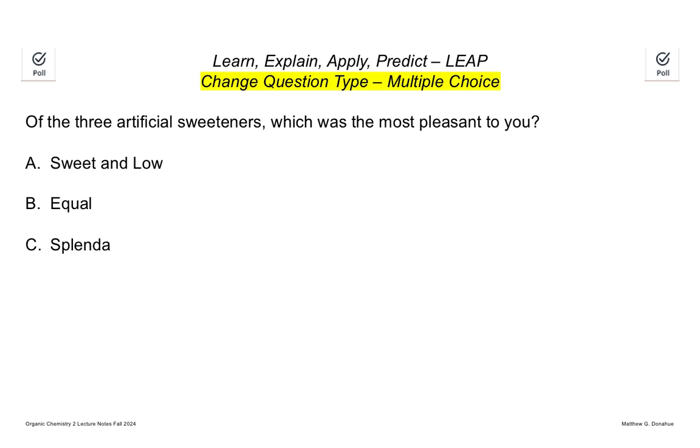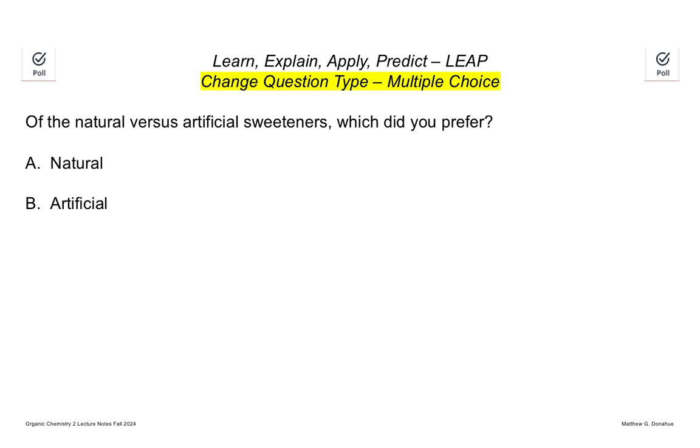So what about the artificial ones? Which one was the best? Equal. So again, everyone has their own perception. It's like what we learned about color. You have a general idea what blue is, what red is, but people can perceive those things differently. And taste, I would say, is probably more opinionated. So did you like the natural or artificial ones more? Natural, yeah. Again, chemicals are bad.